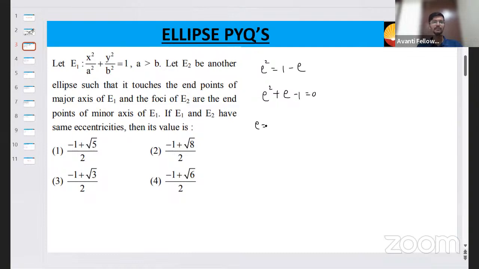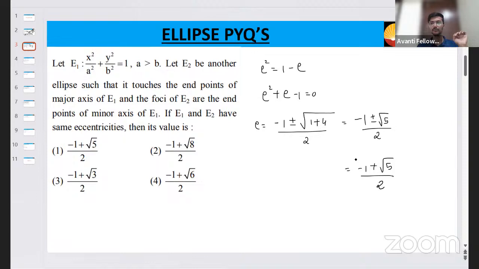So we'll solve it by using the formula method. Minus B plus minus under root of B square minus 4AC upon 2A. That means we got minus 1 plus minus root 5 by 2. And obviously, eccentricity of ellipse is between 0 and 1. That means it cannot be negative. So we write the positive answer, that is minus 1 plus root 5 by 2.